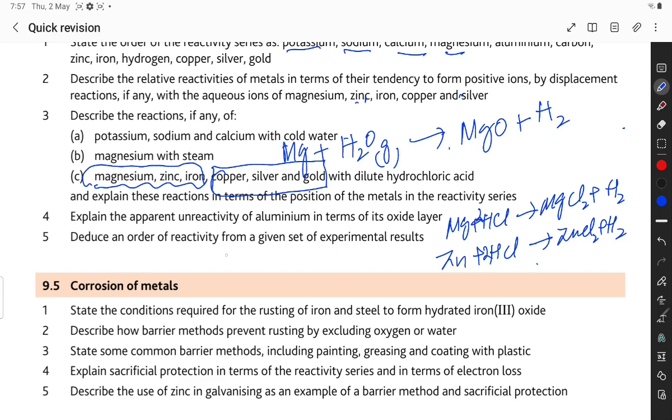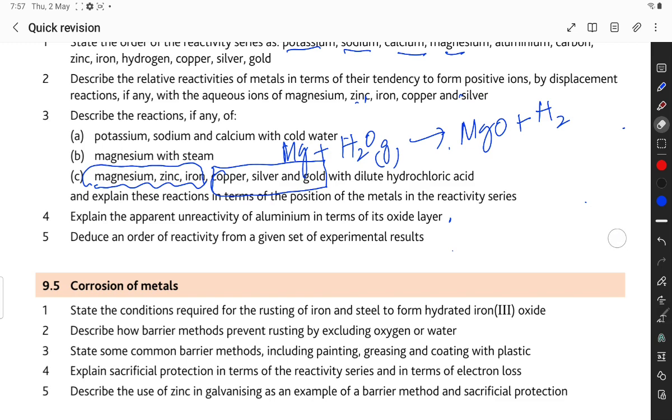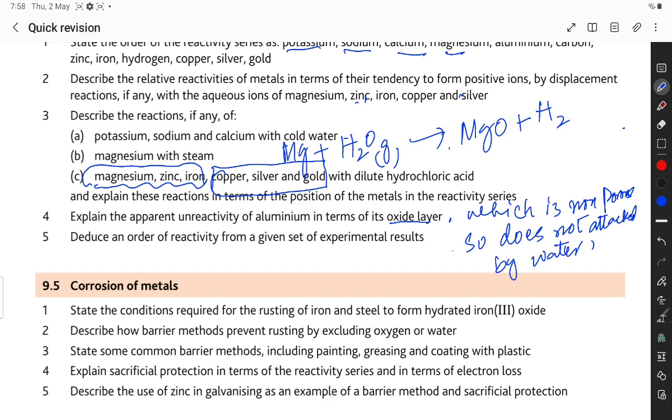Explain the apparent unreactivity of aluminium in terms of its oxide layer. Even though aluminium is placed above in the reactivity series, it is less reactive due to the oxide layer. The oxide layer is non-porous, so it is not attacked by water and acids.